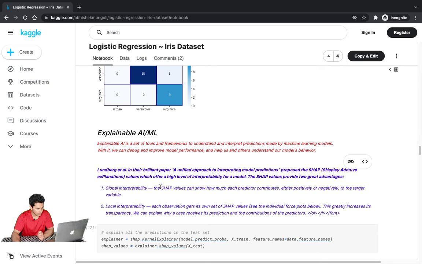And there are two levels of interpretability. One is global interpretability, another is local interpretability. In global interpretability, the SHAP values show how much a predictor or a feature contributes either positively or negatively to the target variable. And in local interpretability, we can see for each observation what is the classification made and which features actually were the reasons for that classification to a particular class.